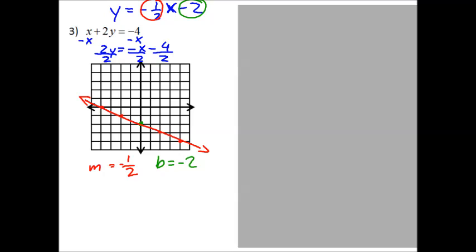Now I'm going to show you real quick also the other method to find the points of interest that we need for graphing. Remember, I told you c over a will give us the x-intercept. C is -4. A is the coefficient of our x term, which is 1. So our x-intercept is -4. And guess what? That's exactly what we have here.